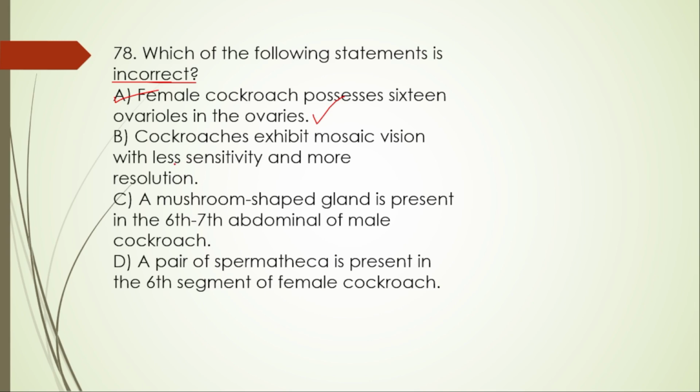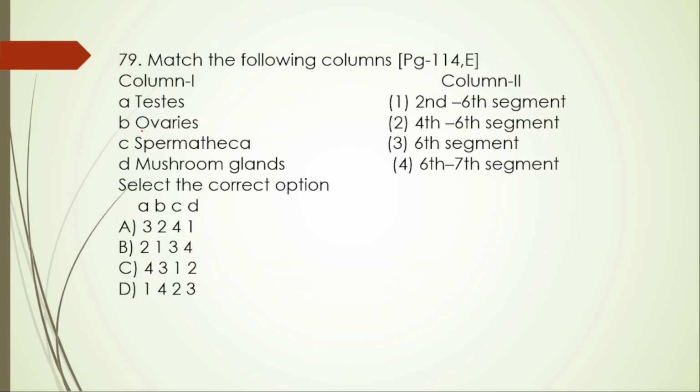B. Cockroaches exhibit mosaic vision with less sensitivity and more resolution. No, this one is wrong because they have more sensitivity but less resolution. Here it is given as less sensitivity. Usually cockroaches have more sensitivity. So this one is the incorrect one. So 78th, the right option is B.